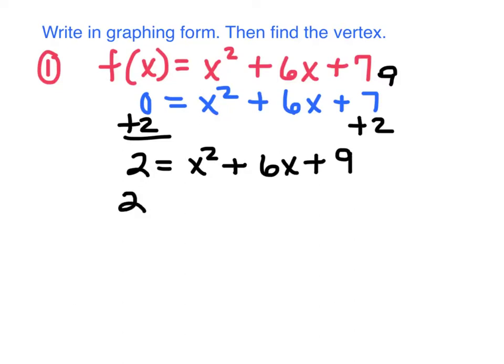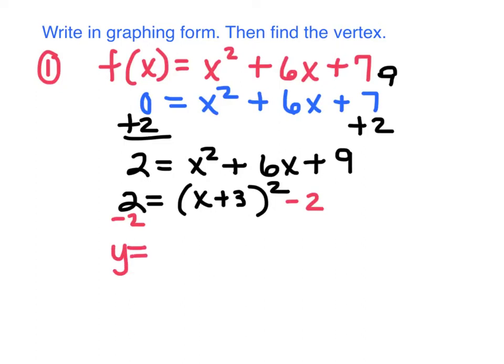All right, now I'm going to factor it. Okay, it's going to end up being x plus 3 squared. All right, my next step then is to get this side to be a 0. So I'm going to subtract 2 from both sides. So I end up with 0, or right away I'm just going to rewrite it like this. Y equals x plus 3 squared minus 2.